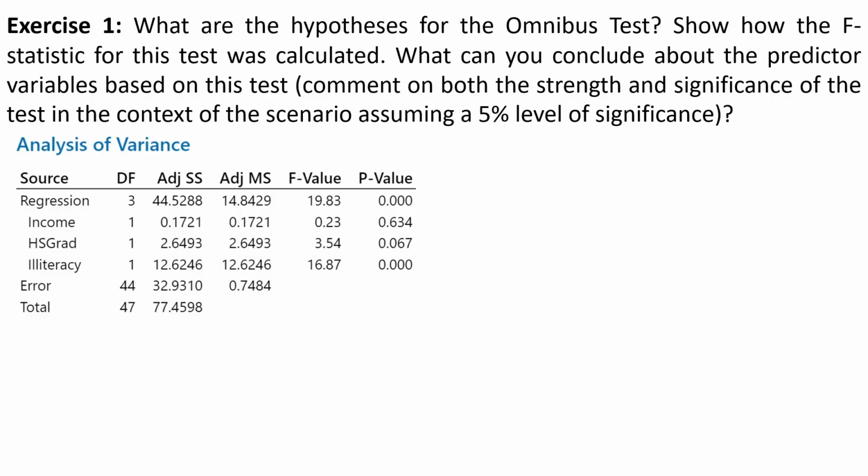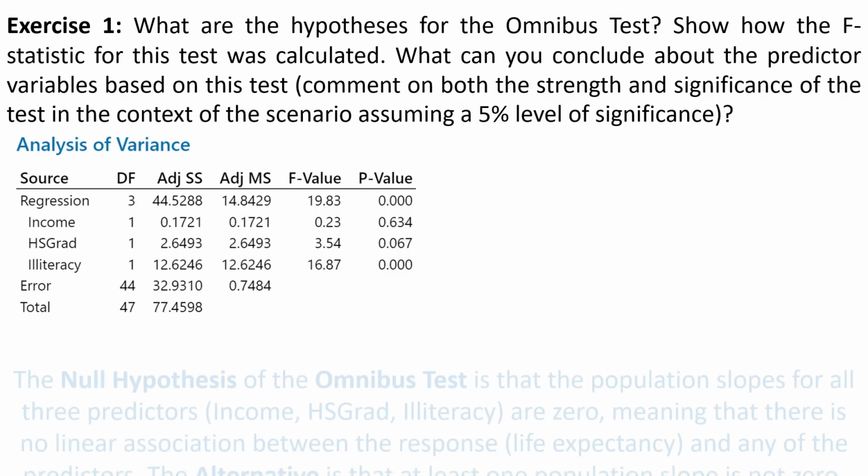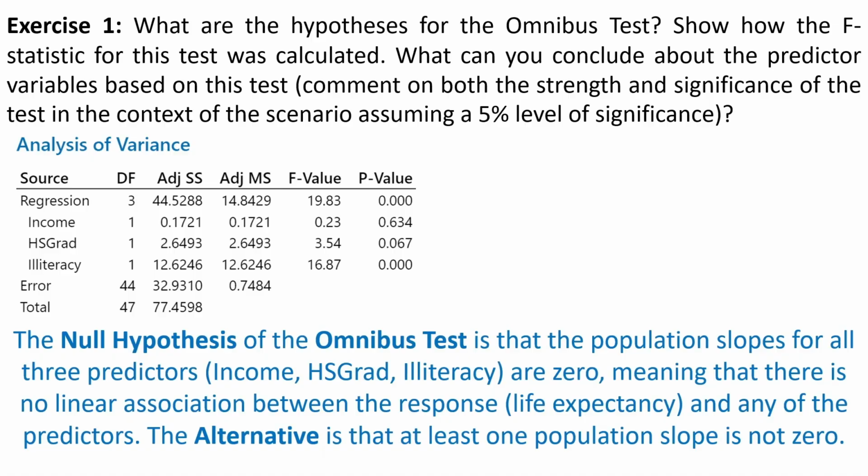The first row, the one that says regression, is the row for the omnibus test. The null hypothesis of the omnibus test is that the population slopes for all 3 predictors are 0, meaning that there is no linear association between the response and any of the predictors. The alternative is that at least one population slope is non-zero.